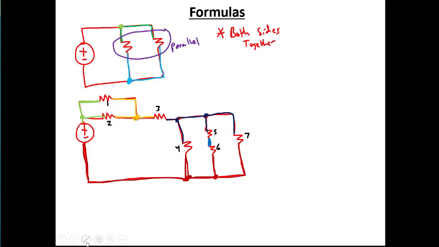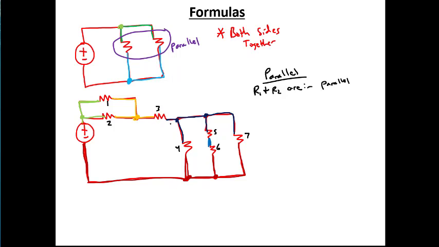Okay, so when we look at what's in parallel for the circuit, let's look at 1 and 2. So 1 is connected to the green on one side and orange on the other side. Are there any other resistors that are connected to green on one side and orange on the other one? So it looks like R1 and R2 are in parallel.